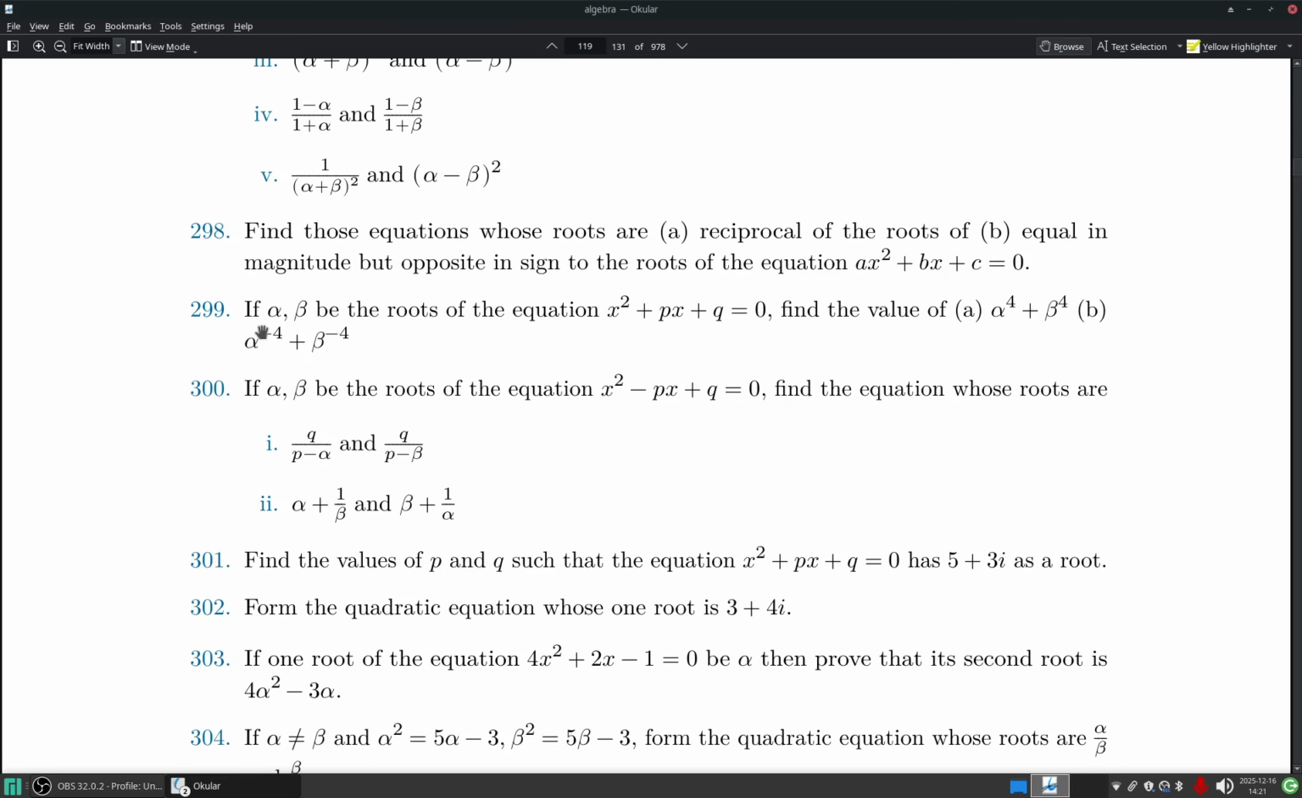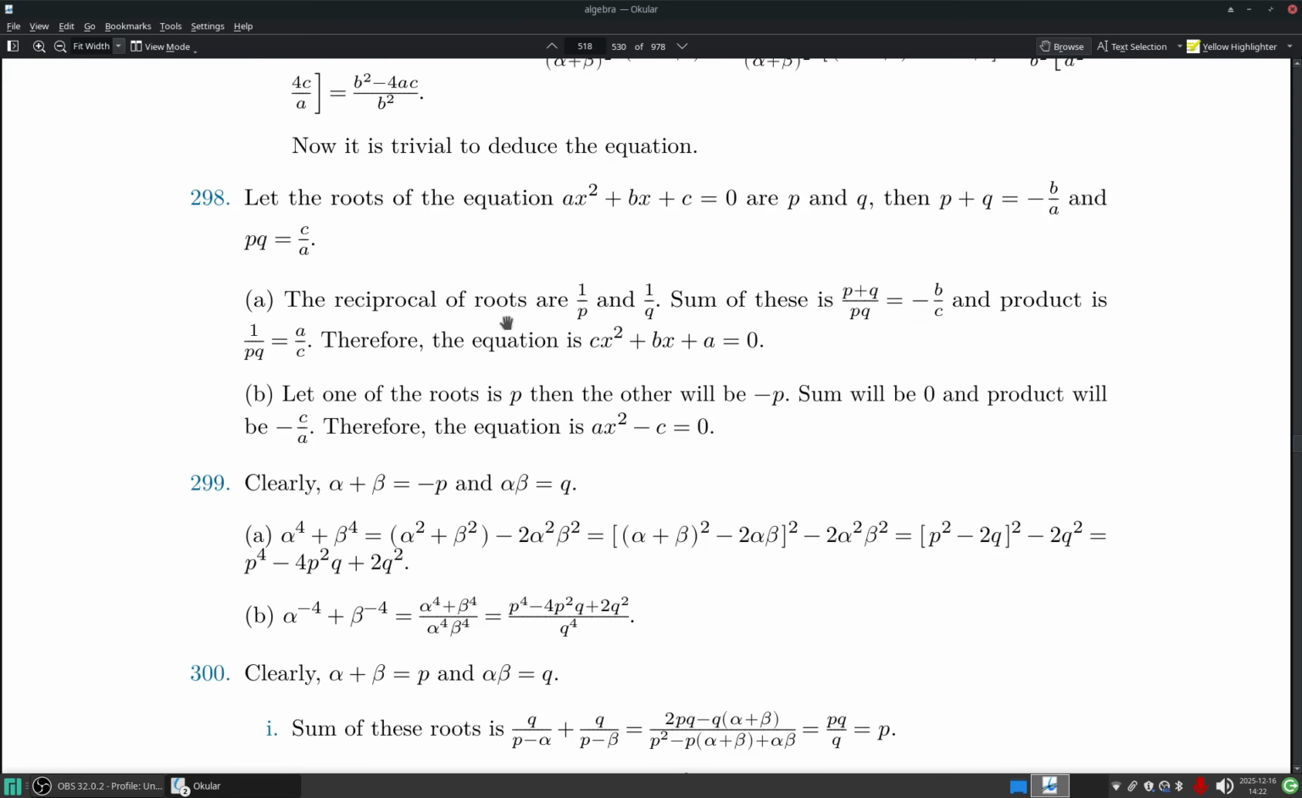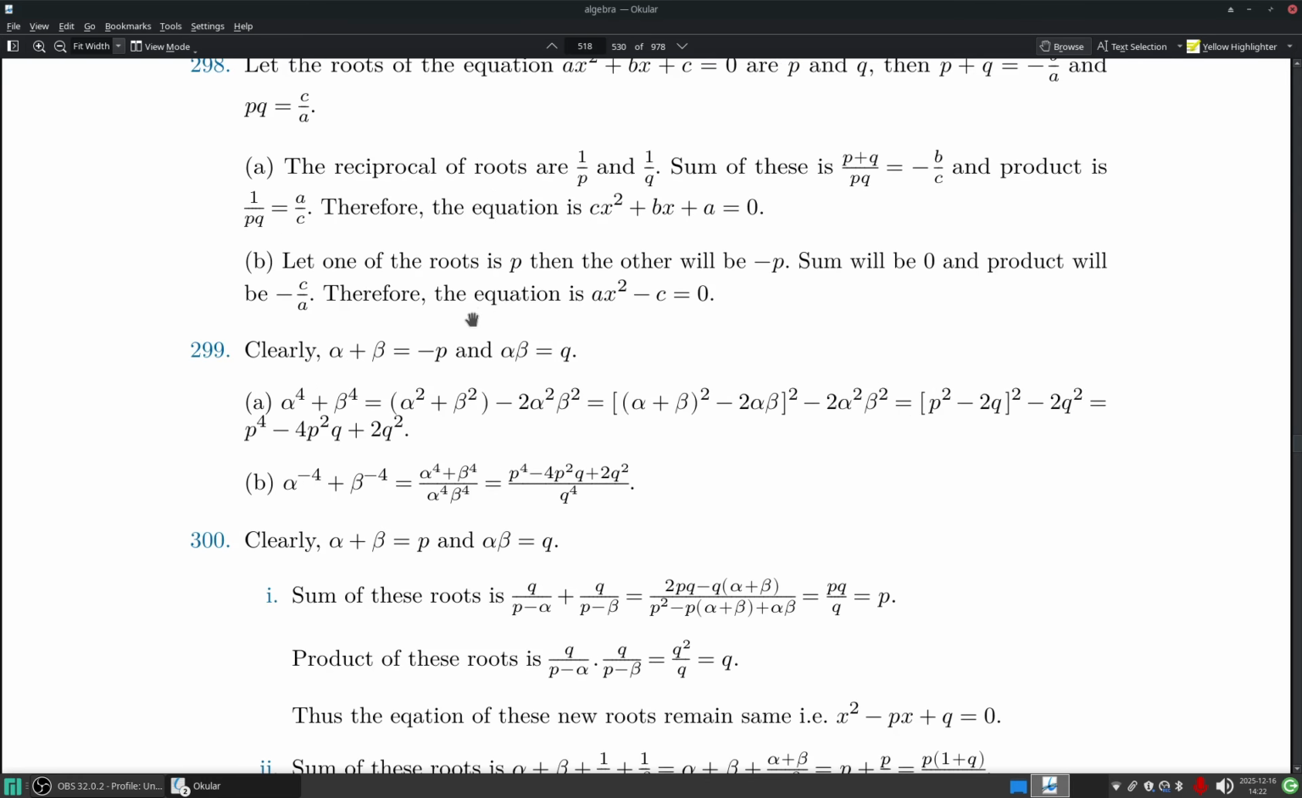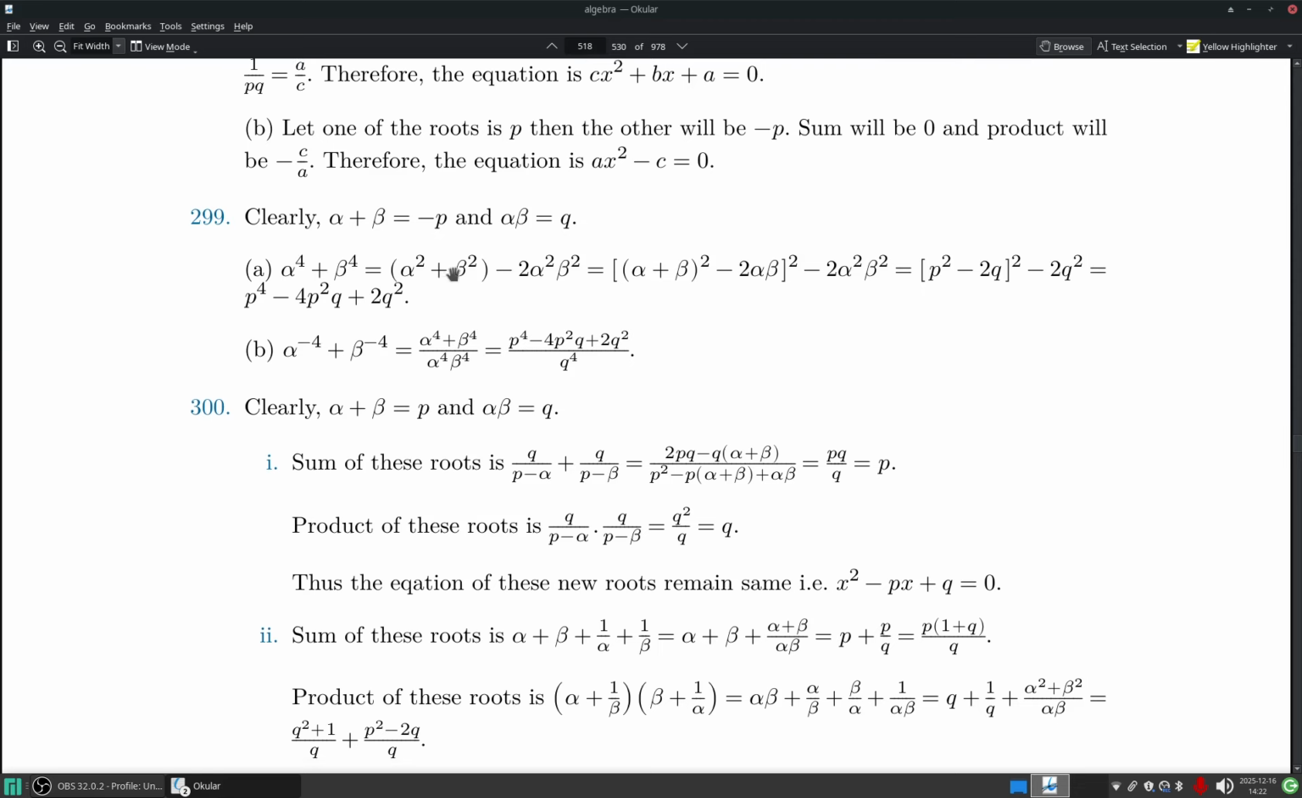Question 299 says that if alpha beta be the roots of equation x square plus px plus q is equal to 0, find the value of alpha to the power 4 plus beta to the power 4 and alpha to the power minus 4 plus beta to the power minus 4. So this is a question of simple algebraic manipulation.